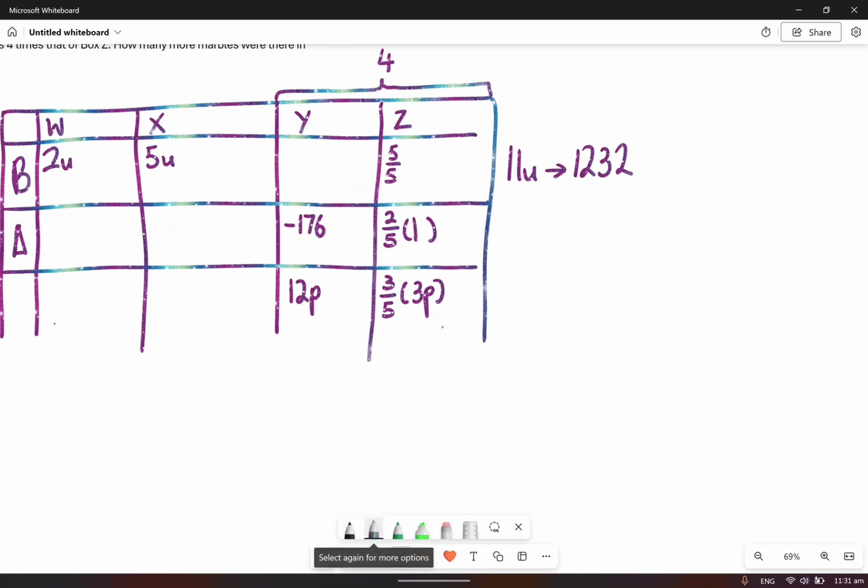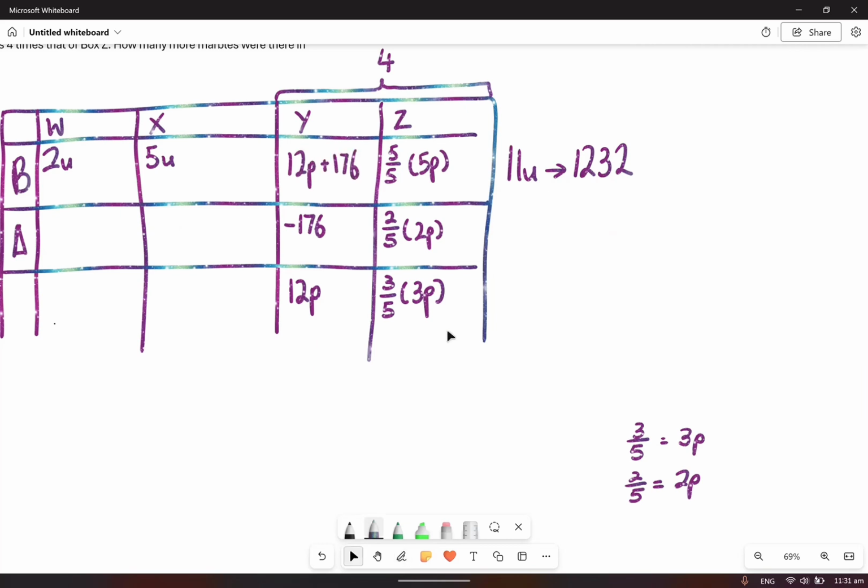So this becomes my 2 parts, right? Because if 3/5 is 3 parts, let me just write it at the side. If 3/5 is 3 parts, 2/5 is 2 parts. So this is basically 2 parts. So 5/5 is 5 parts. So this basically means 12 parts plus 176.